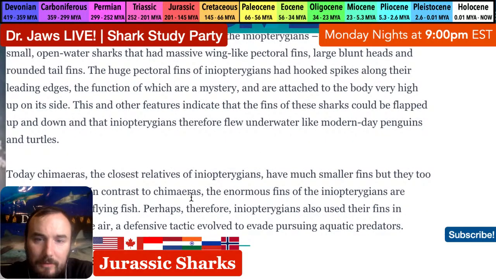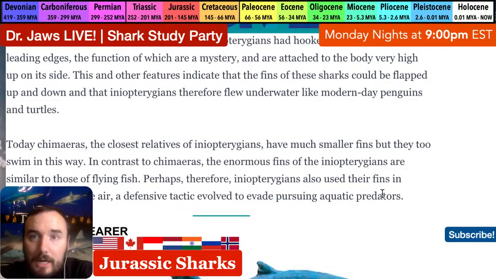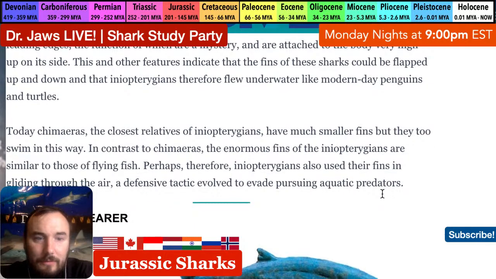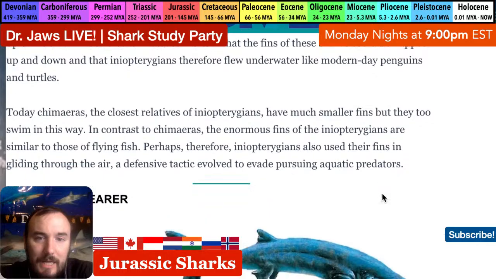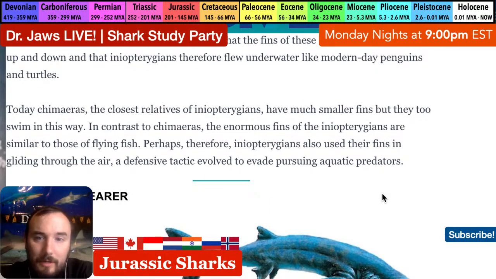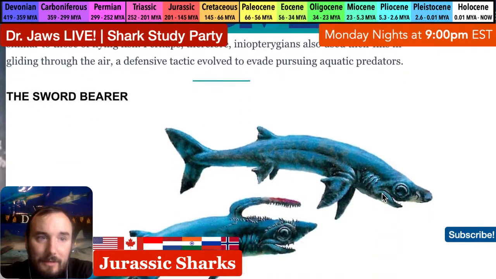In contrast to chimeras, the enormous fins of the Iniopterygians are similar to those of flying fish. Perhaps, therefore, Iniopterygians also used their fins in gliding through the air, a defensive tactic evolved to evade pursuing aquatic predators. Okay, the sword bearer.